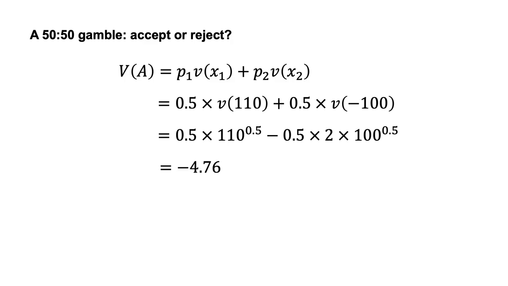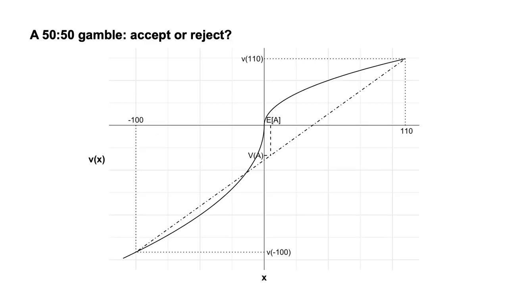The reason for this negative value is that Albie is loss averse. The loss of $100 is given twice the weight of an equivalent gain. The following chart illustrates. The horizontal axis is the outcome x relative to the reference point. The vertical axis is the value of each outcome.